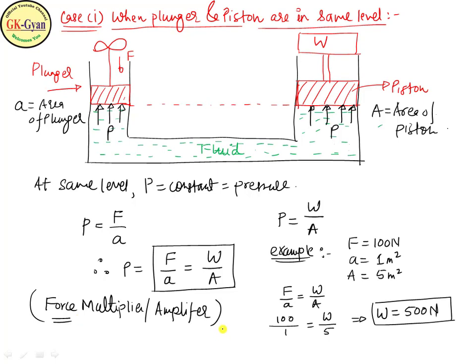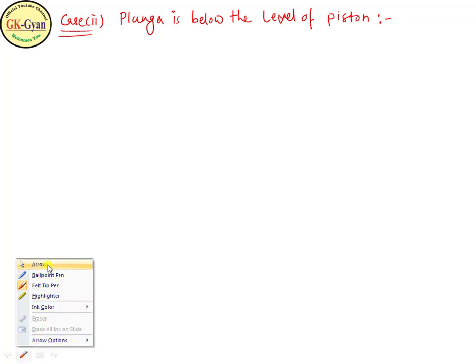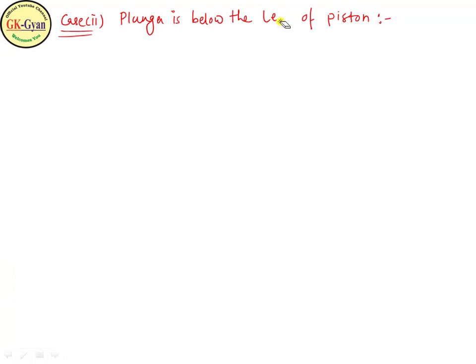Now we are moving towards case number 2. So what is case number 2? In case number 2, we have to write down: plunger is below the level of piston. Plunger is below the level of piston. We see this case number 2.